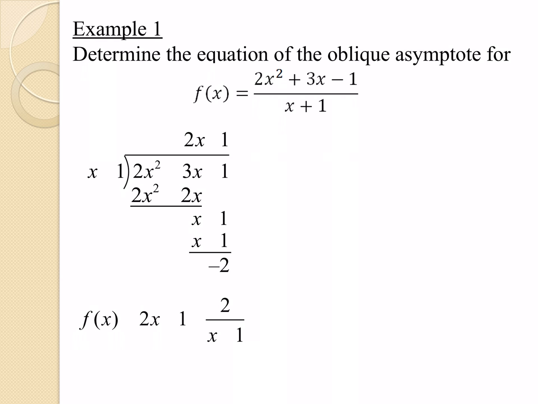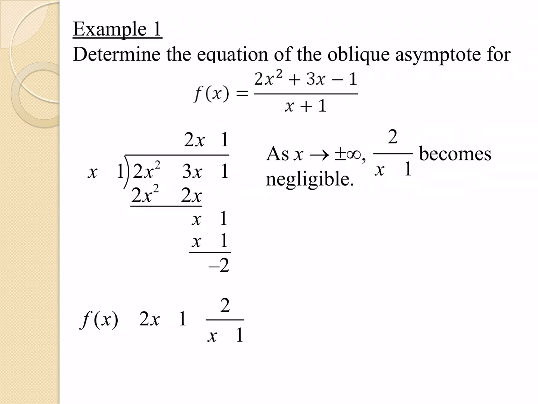So what happens with that minus 2 is that f of x turns into 2x plus 1 with a remainder of negative 2. The negative 2 is still divided by the x plus 1, so you add that at the end. You end up with f of x equals 2x plus 1 minus 2 over x plus 1.